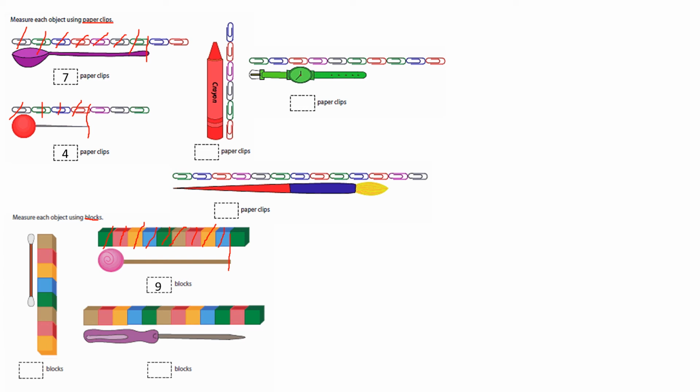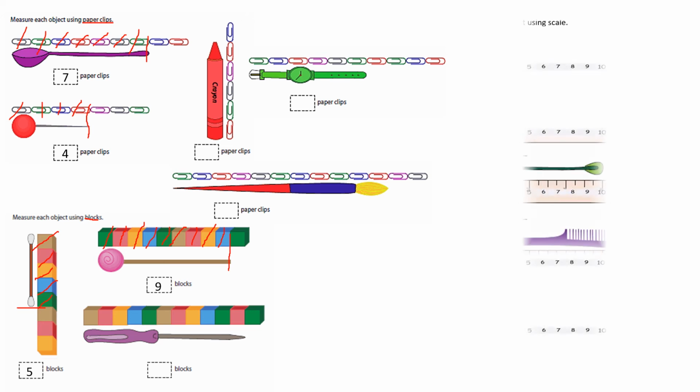Now we will measure these birds. 1, 2, 3, 4, 5. So we have measured for birds, we got 5 blocks. Remaining object, you will find out how many blocks we required.